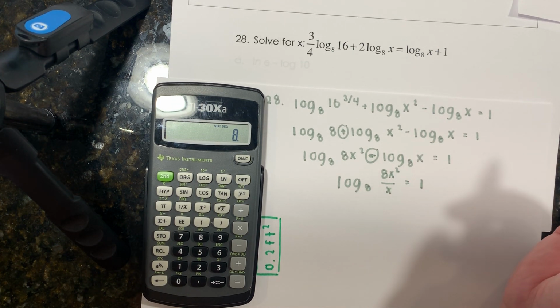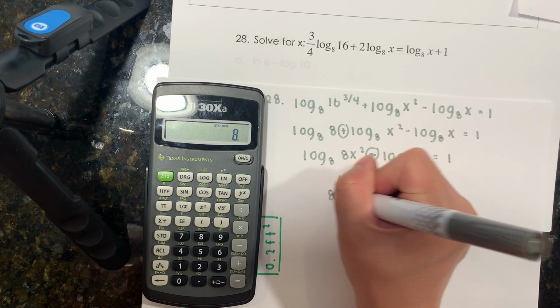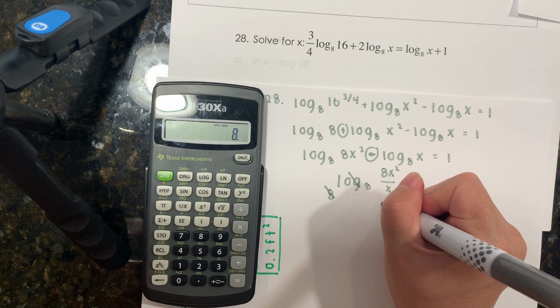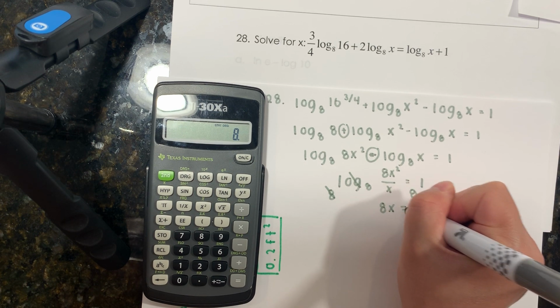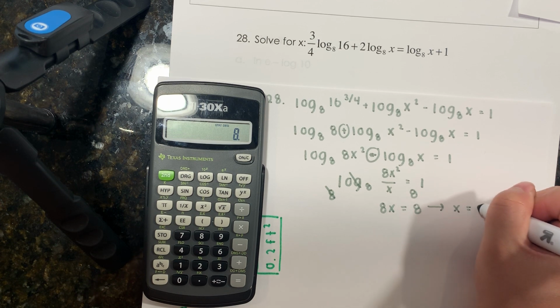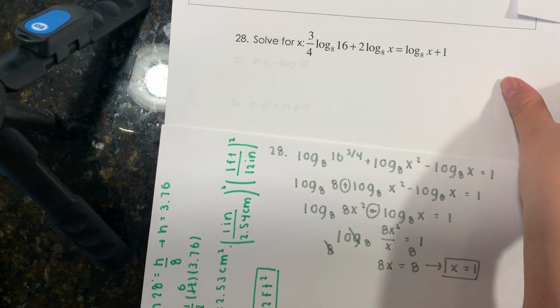Now that I've combined all my log 8s, I'm going to raise both sides to the power of 8. So really, I have 8x is equal to 8, which means that x is equal to 1. And that's all you have to do for 28.